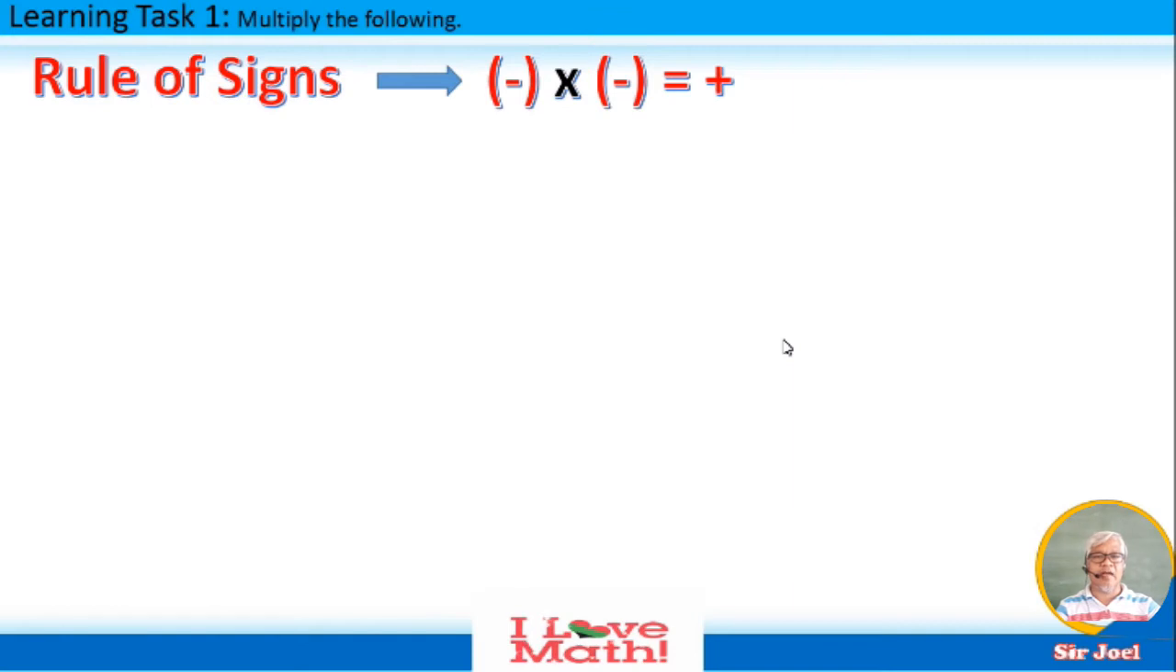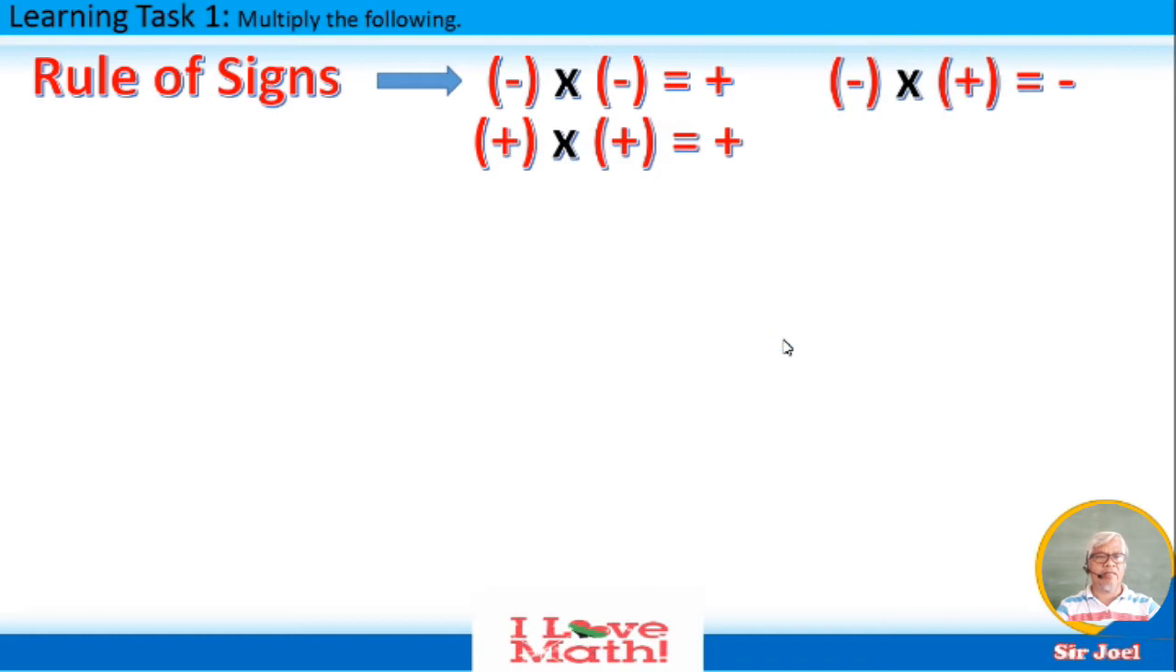First, we have negative times negative. The product is positive. Second, positive times positive. The product is positive. Next, we have negative times positive equals negative. And positive times negative equals negative. If you look at our rule of signs, if you notice, pag pareho ang sign, let's say both negative and both positive, the product is positive. Pero pag unlike signs like negative positive and positive negative, the product is negative. So importante itong pagsunod dito sa rule of signs.